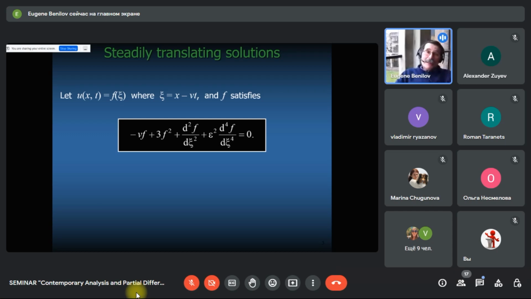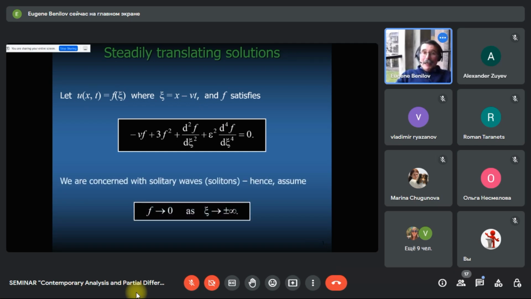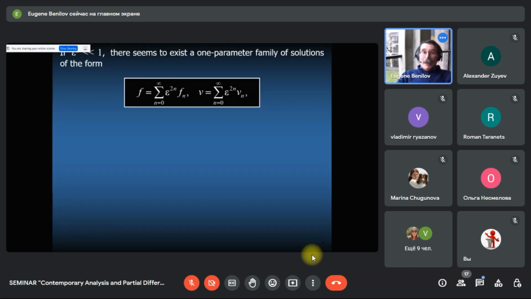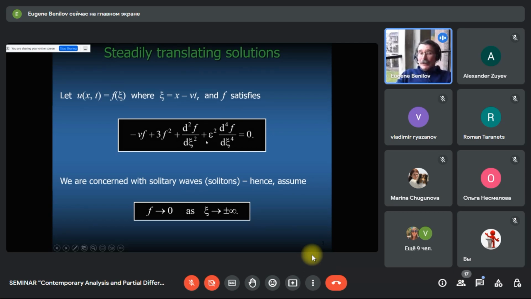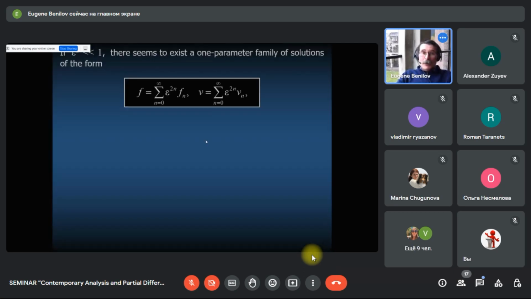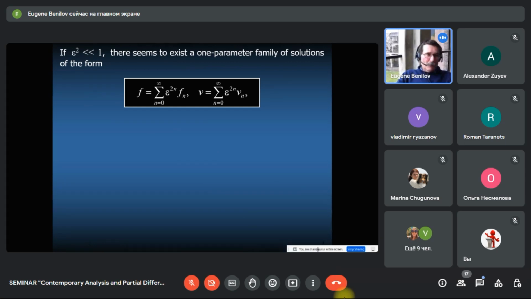So let us seek a solution in the form of a steadily translating wave. For the time being, we'll be interested in solitary waves. That is, the function f should vanish at infinity. So generally u is the elevation. It's not the full depth of the liquid. It's just the elevation, what we see on the surface. So we want it to be zero at plus minus infinity. Okay, if epsilon is zero, then it's not a big problem to find such solutions. So you expect that, I better move this somewhere here.